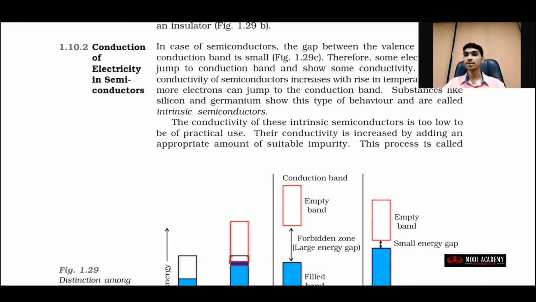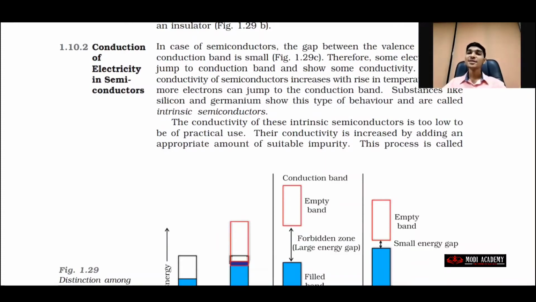Okay? So since more electrons can jump to the conduction band, substances like silicon and germanium show this type of behavior and are called intrinsic semiconductors. Important semiconductors are germanium and silicon.